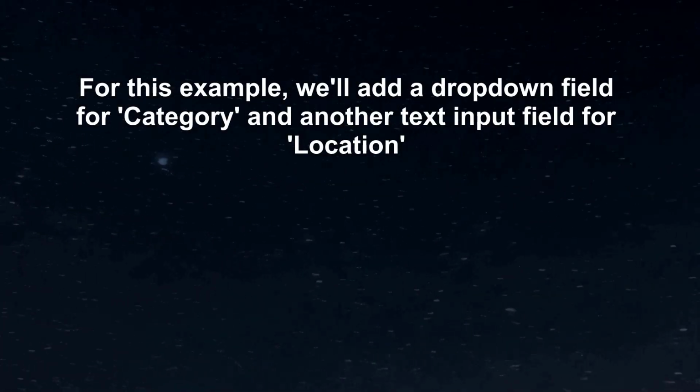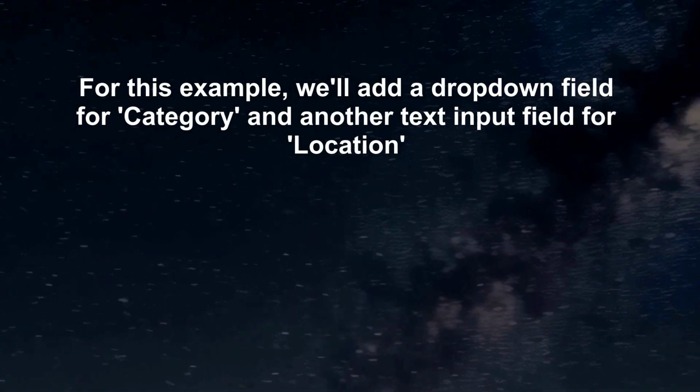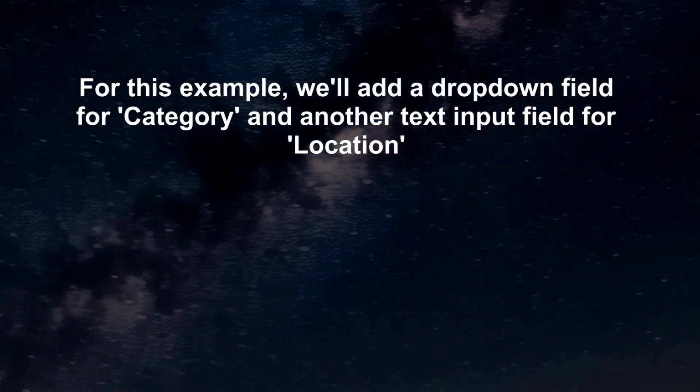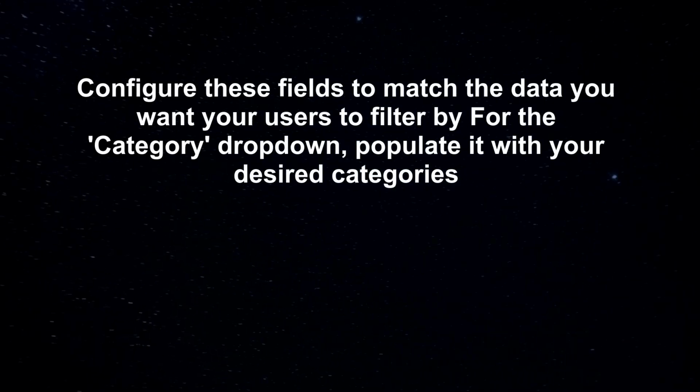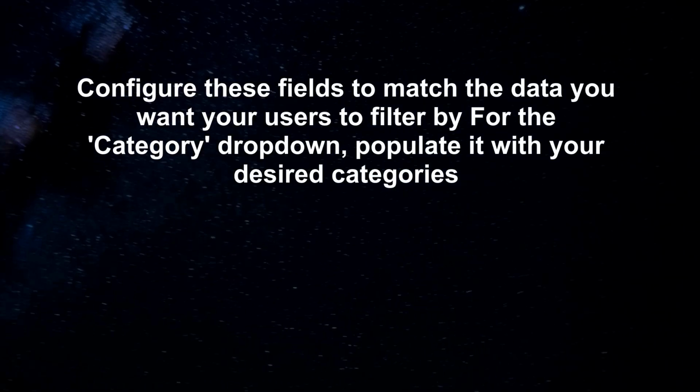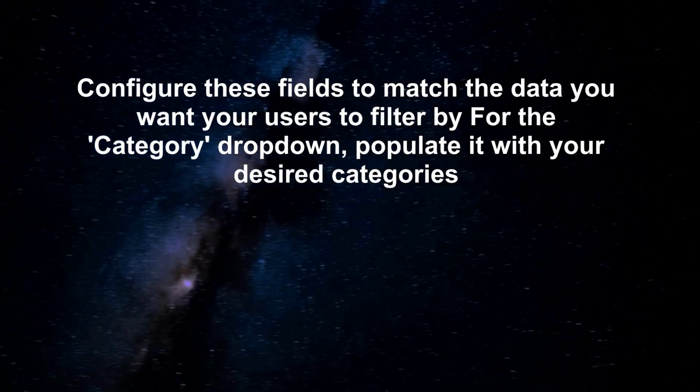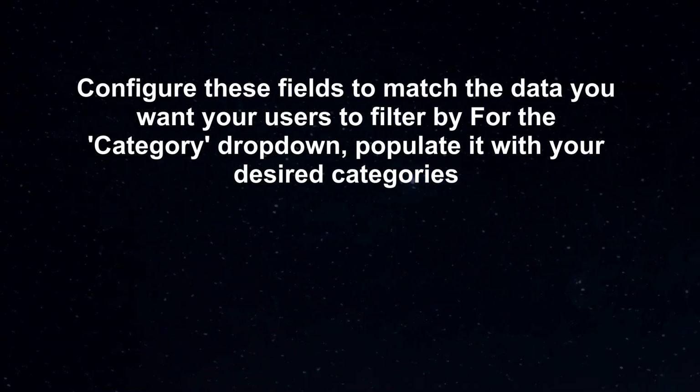For this example, we'll add a drop-down field for category and another text input field for location. Configure these fields to match the data you want your users to filter by. For the category dropdown, populate it with your desired categories.